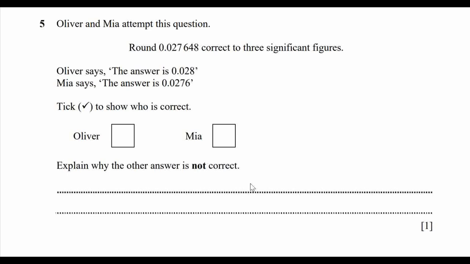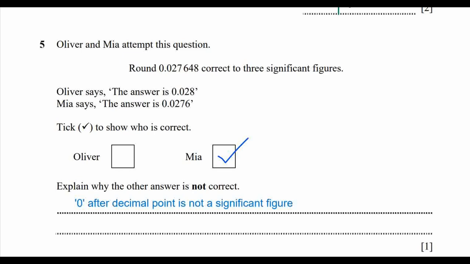Right, let's check out the answer, guys. So the answer is Mia. Mia is correct. 0.0276 is to 3 significant figures. So why is the other answer, Oliver's answer, not correct? Oliver's answer has a 0 after the decimal point, which is not a significant figure. So Oliver's answer is only showing 2 significant figures.